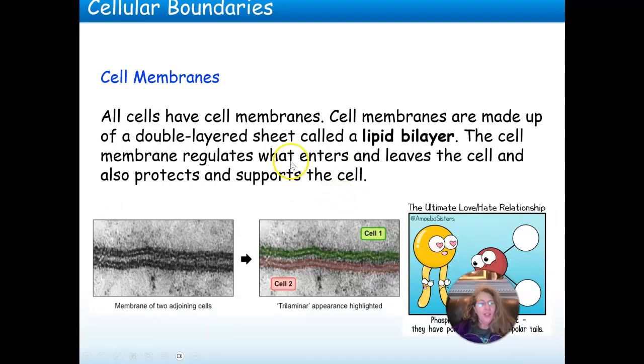Again, we are going to hear it called the phospholipid bilayer. Phospholipid, and then we have the phosphate and the fatty acid tail, so phospholipid, and there are two layers. There's one layer of phosphates here and one layer of phosphates there. So phospholipid bilayer.